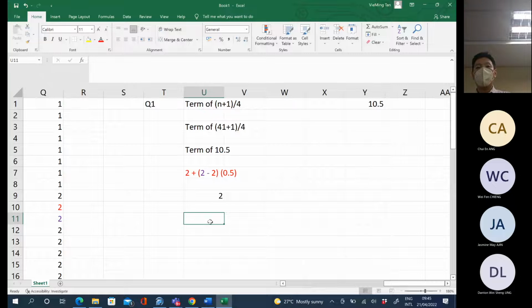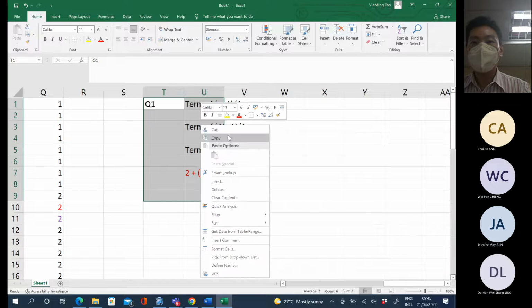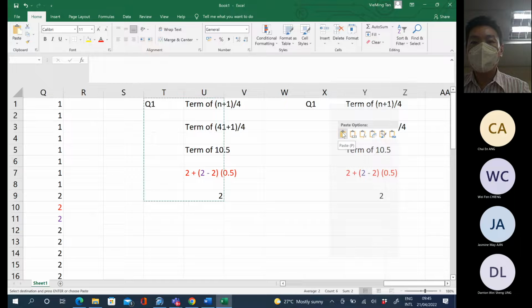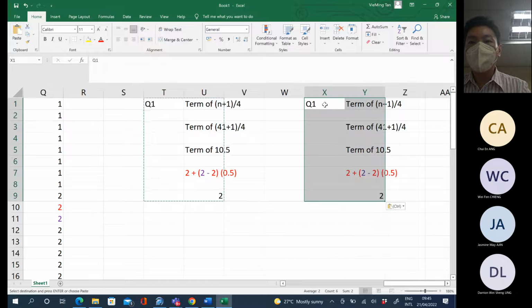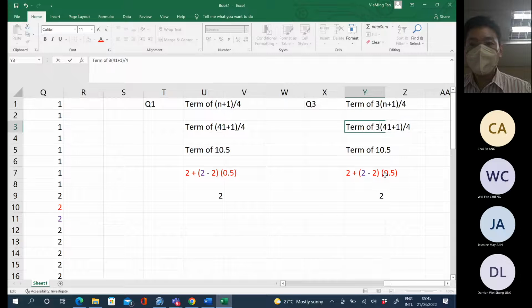Okay. Then how about Q3? Q3, okay, also using the same methods. I copy this to here, let's say. Okay, so what we can do is just need to change 1 to 3. This one, put 3. This one put 3, multiply 3.